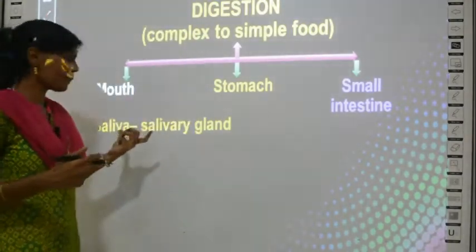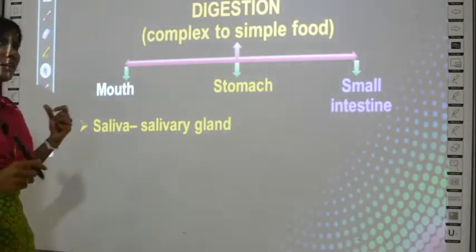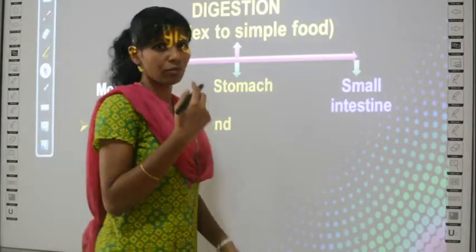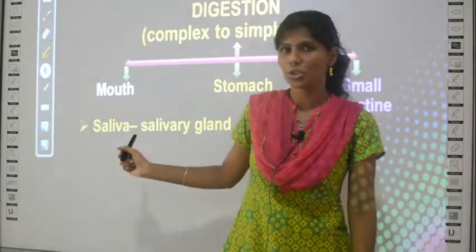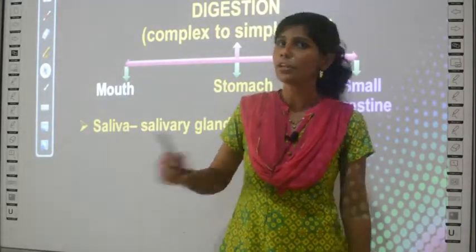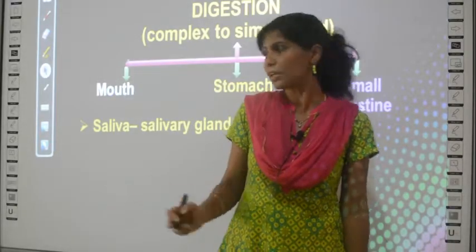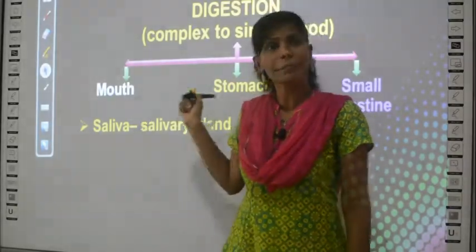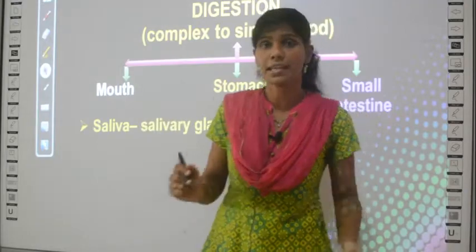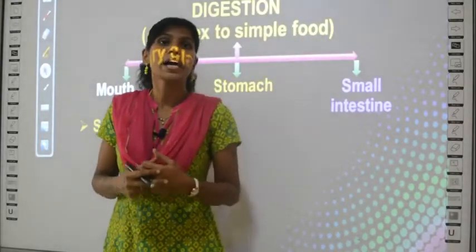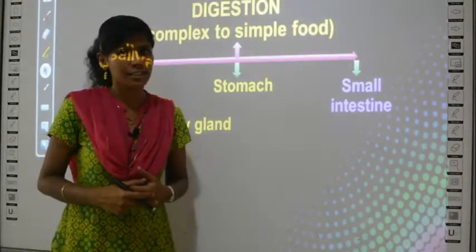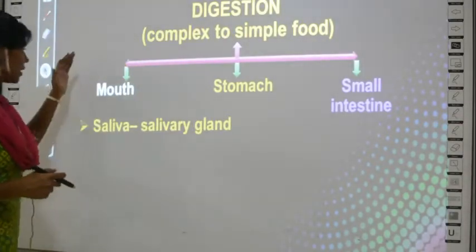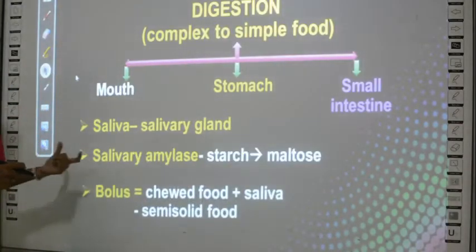So what else is happening? In your mouth you have a liquid called saliva, right? You have saliva and it is secreted by the salivary gland. These structures, the glands, you have studied in your previous zoology classes, right? So you know that saliva is secreted by the salivary glands. This saliva has an enzyme called salivary amylase. So what is the name of the enzyme? It is called salivary amylase.